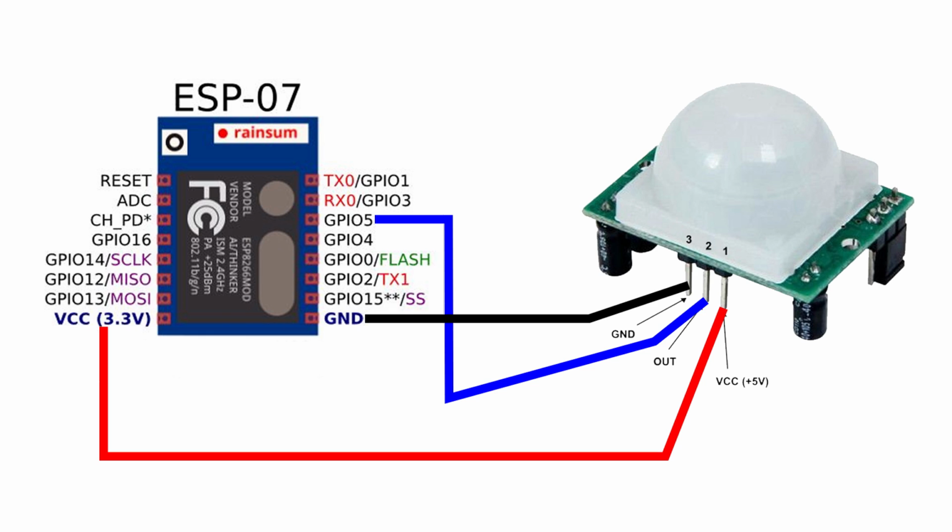So in this example, I'm just using GPIO5. Make sure you write down the pin number because we will be needing it when we're programming. Now let's get onto our computer and start programming using the Arduino software.